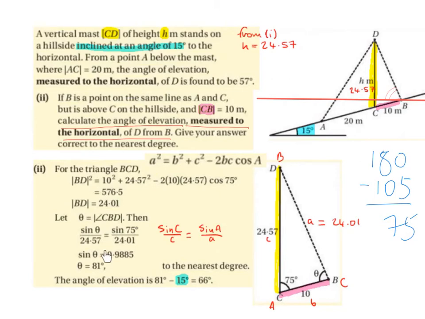And since we do not know the angle, we have to use the inverse function. So sine to the power minus 1, the inverse function of sine, bracket 0.9885 and close the bracket, gives us 81 degrees to the nearest degree. So this angle theta is 81 degrees. So this entire angle is 81 degrees. So if we take off the 15, we figure out the angle of elevation. So 81 minus 15 gives us 66 degrees. So that angle of elevation is 66 degrees.